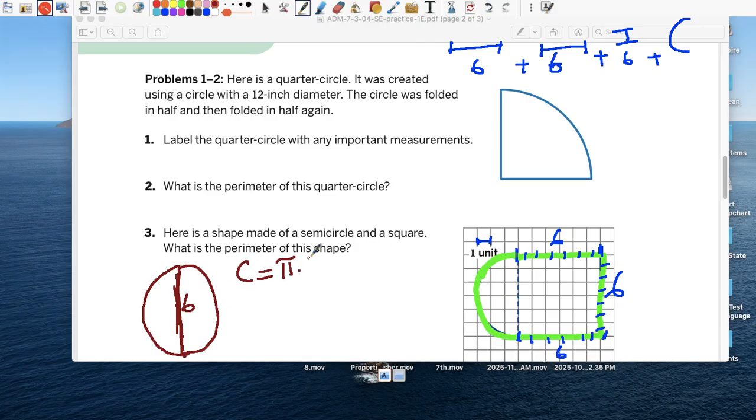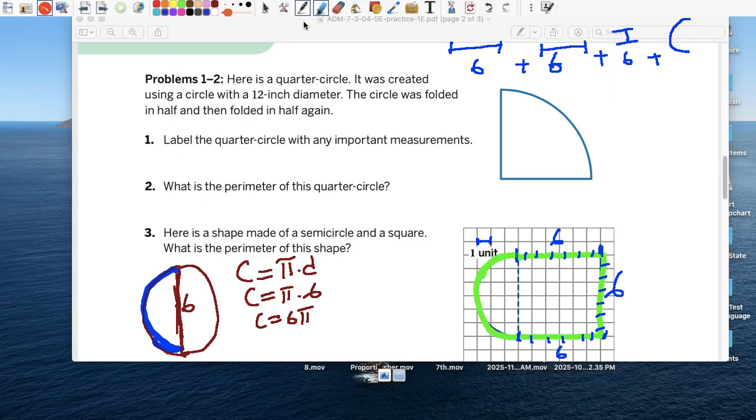C equals pi times d. C equals pi times 6. C equals 6 pi. So without changing it, the circumference, if you took a walk around this full circle, would be 6 pi. Are we interested in this full circle? We're not. We're interested just in this half right here. That's the part I'm interested in.